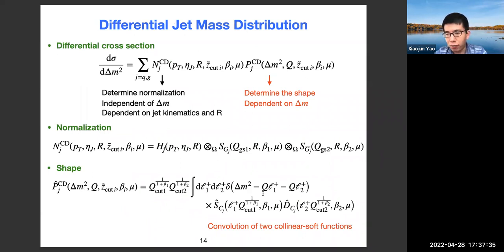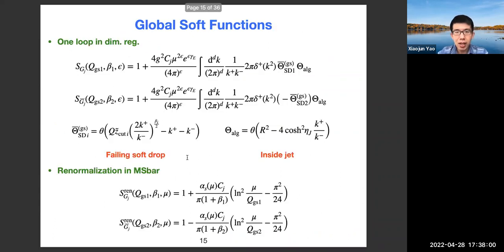And it is a convolution, so it can be written as a convolution of two collinear soft functions. This is the collinear soft function for soft drop 1. This is the collinear soft function for soft drop 2. And they are convoluted by this constraint where they contribute to the jet mass in this way. This is just the simple formula I showed you in the beginning: you take the sum of the plus components, times the big scale, and you get the jet mass. And people have calculated the renormalization group and anomalous dimensions for these functions.